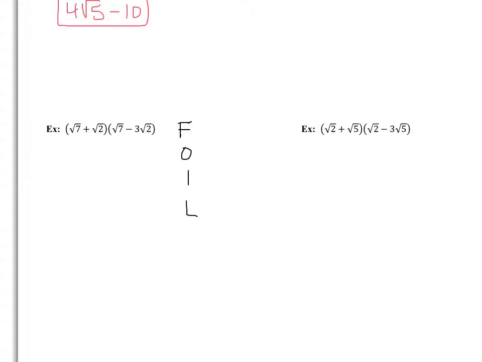FOIL is just an acronym to help us determine what order to do it. F stands for first. If you look at this set of parentheses, the square root of 7 comes first, and in this set of parentheses, the square root of 7 also comes first. So I'm going to multiply radical 7 by radical 7. Since both 7's are inside, I can multiply them together and get radical 49.